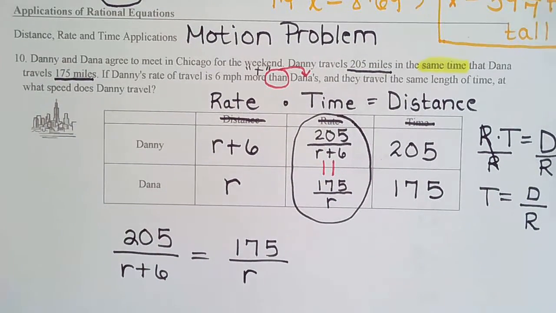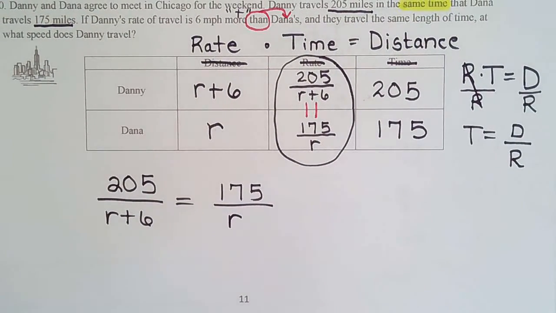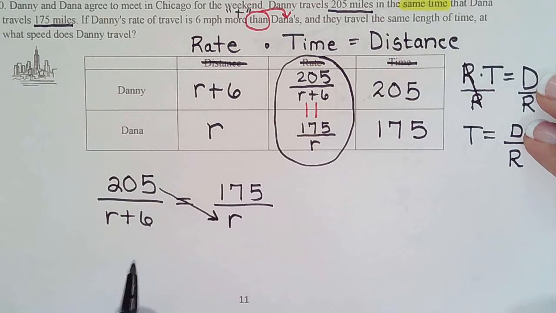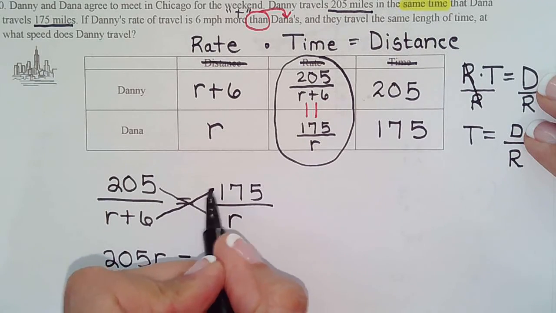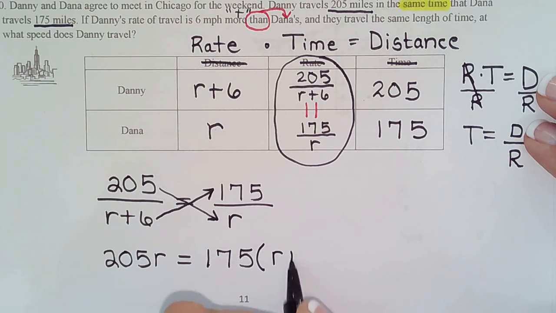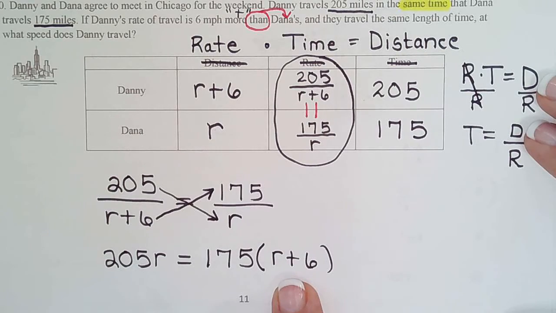So this is a proportion, just like all the previous problems we've done on this section so far. And we learned proportions are solved by setting the cross products equal. So this cross product is 205r equals, and this cross product is going to need parentheses because we have two terms there. So that'd be 175 parentheses r plus 6. Because it's a product, it's multiply. So two or more terms always have to be in parentheses when you're multiplying.